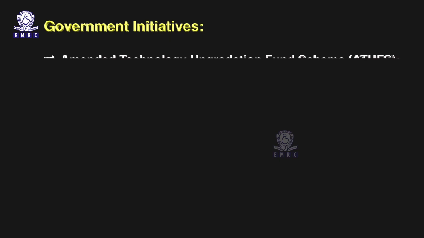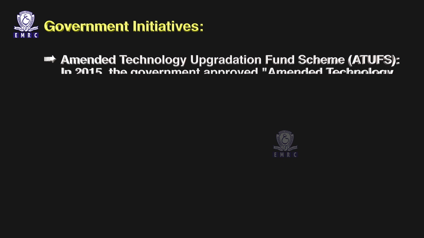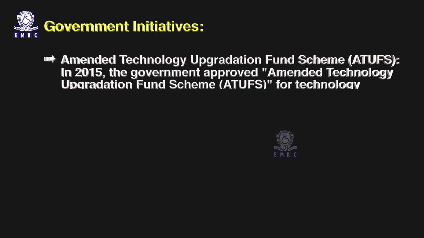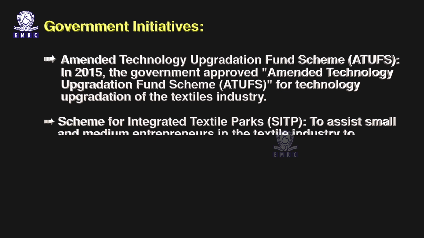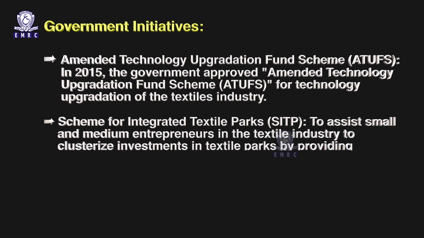Now let's look at a few of the government initiatives for the textile sector to increase production. Firstly, the Amended Technology Upgradation Fund Scheme, ATUFS. It was launched in 2015. The government approved the Amended Technology Upgradation Fund Scheme for technology upgradation of the textiles industry.